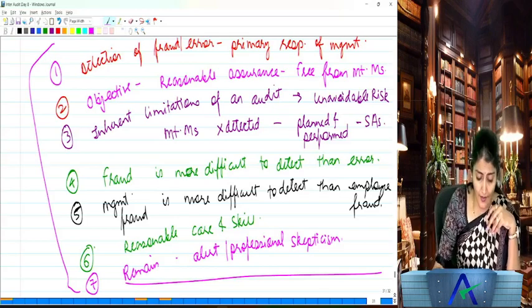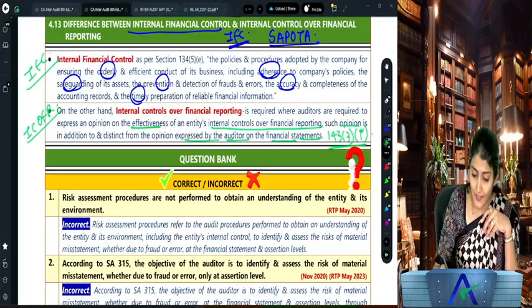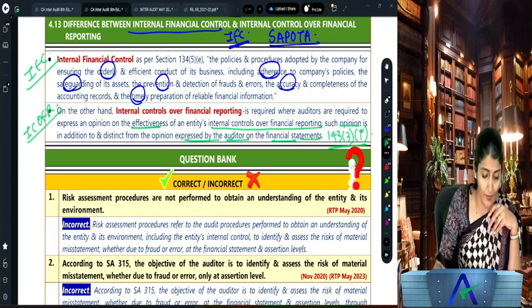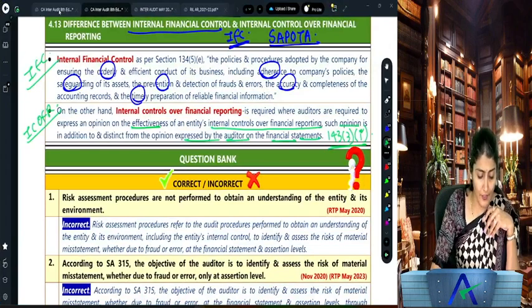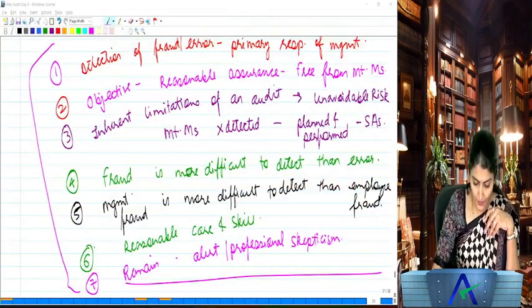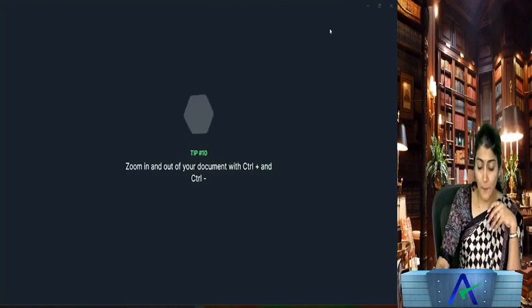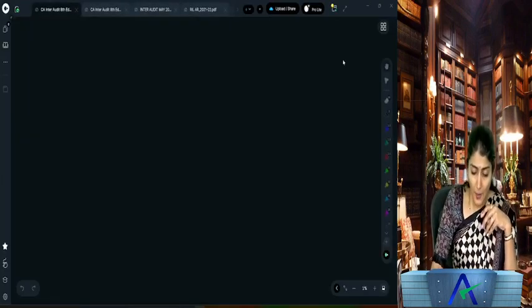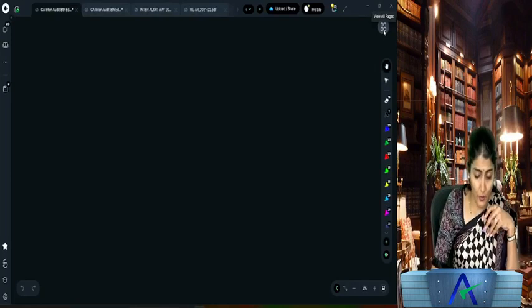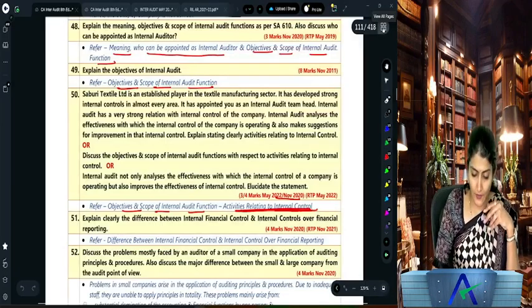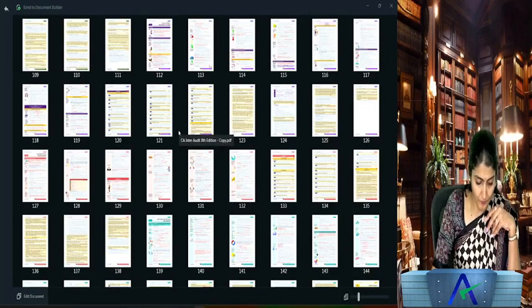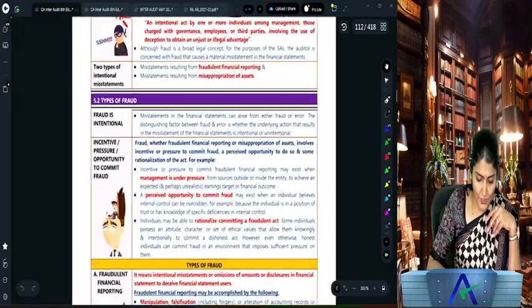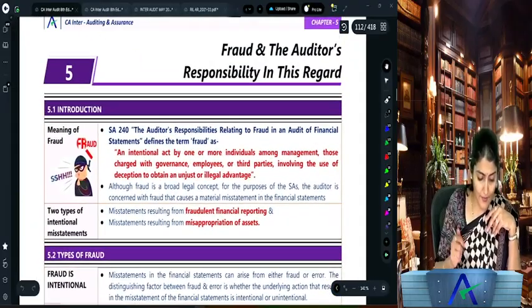Are you understanding that? So what is the first question which we study in this chapter on fraud? Is detection of fraud and error the duty of the auditor? No. What do we say? It is the primary responsibility of the management. Then what is the primary objective of the auditor? To obtain reasonable assurance that the financial statements are free from material misstatement.